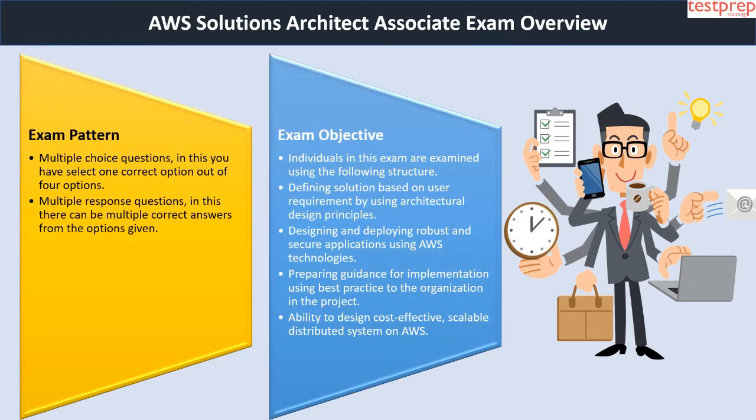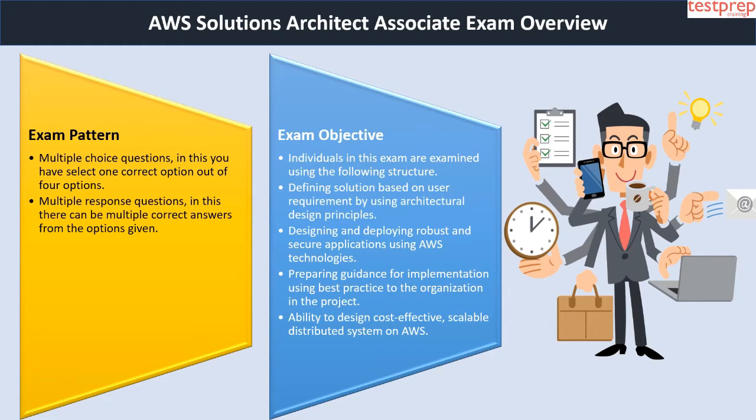First, exam pattern. The AWS Solutions Architect Associate exam has MCQ-type questions. This is divided into two types of questions. 1. Multiple choice questions. In this you have to select one correct option out of 4 options. 2. Multiple response questions. In this there can be multiple correct answers from the options given.